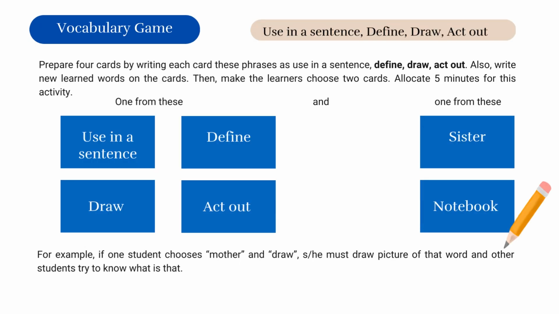And it is a vocabulary game. Prepare cards by writing on each card these phrases: define, draw, act out. Also write newly learned words on the cards. Then make the learners choose one of the cards. Allocate 5 minutes for this activity. For example, if one student chooses mother and draw, she must draw a picture of mother. Another student tries to guess what it is in English.